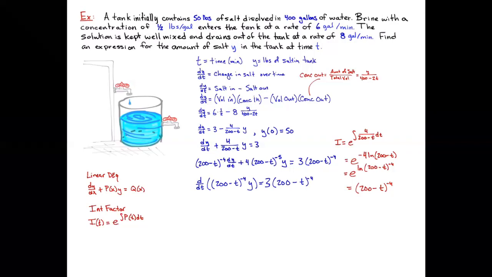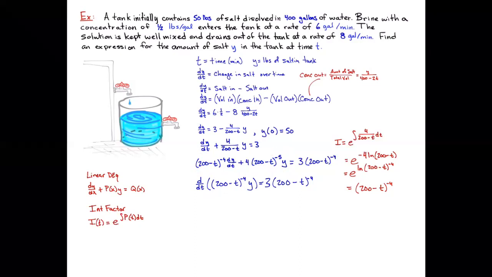At this point, you can check to see that you've done everything correctly so far, because if that product rule on the left side isn't the same as the line above, then you've either not put it in linear form correctly or you didn't find your integrating factor correctly. So check. First times the derivative of the second plus second times the derivative of the first. And so the derivative of 200 minus t to the minus 4th is minus 200 minus t to the minus 5th times minus 1. So that's plus 4 times 200 minus t to the minus 5th power. And so sure enough, this product rule really expands out to that product.